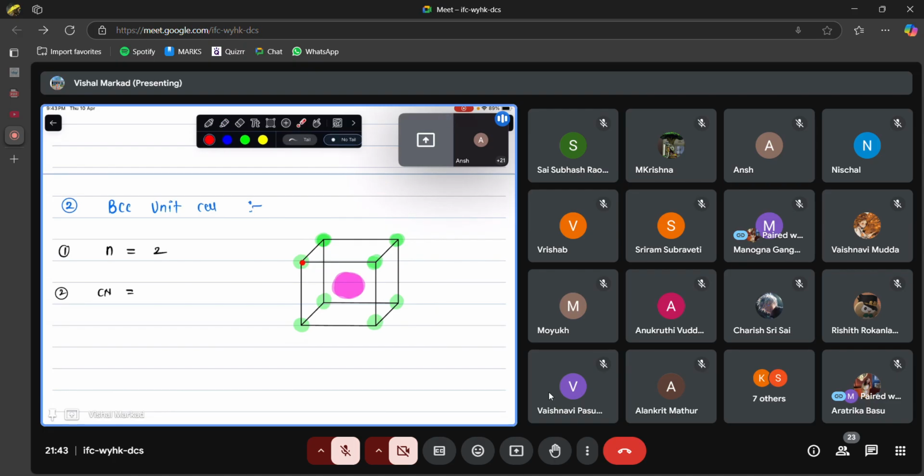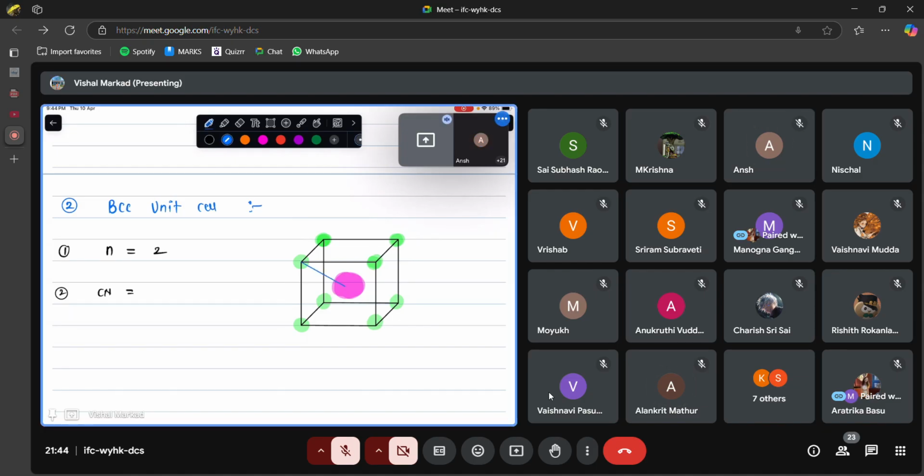Can someone tell me what can be the distance between this atom and this center atom? Let's say we are sitting in a room. You observe from one corner on the top side to exactly the opposite corner on the bottom side. That is your body diagonal, yes or no? And half of the body diagonal, this pink one, is present directly at the center. So what will be the distance between this green one and this pink one? Root 3 by 2 of side length, root 3a by 2, right?